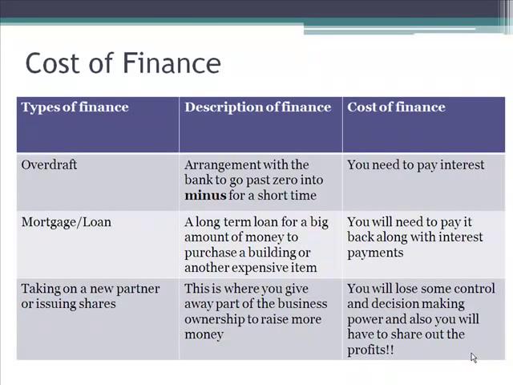And lastly, taking on a new partner or issuing shares. Now this is really good because obviously people are coming into the business, and you give away part of the business, but you're getting more money because you're raising more money through taking on new people and new shares and new partners within the business. The cost of that, however, is that because you're taking on new people and you're issuing new shares out, you lose control of the business because you're splitting the ownership, which means that you have less control of the business. Also, because there's more owners or more shareholders in the business, of course profits need to be shared out equally as well. So you lose shares, you lose your share of the profit, sorry.